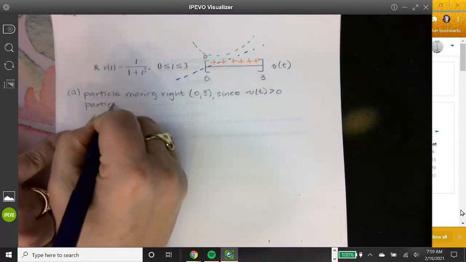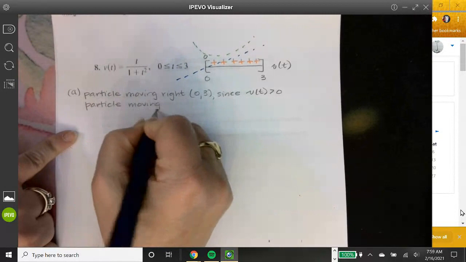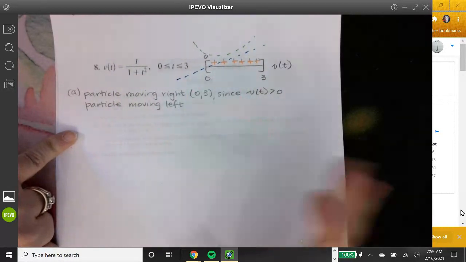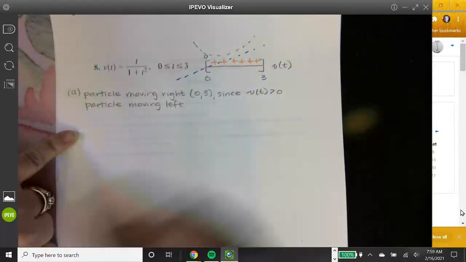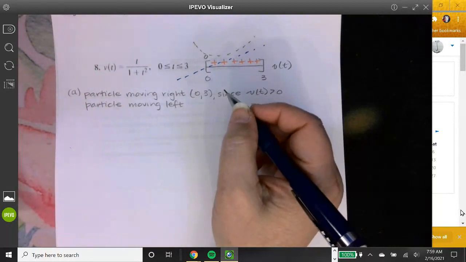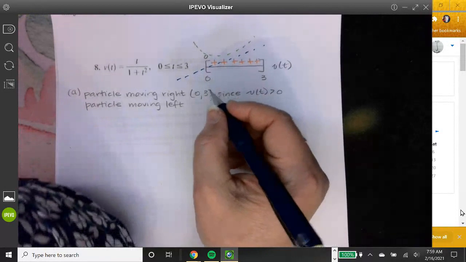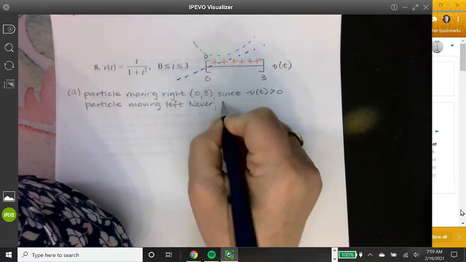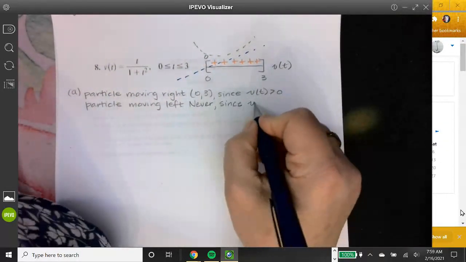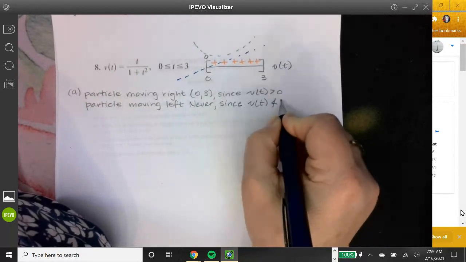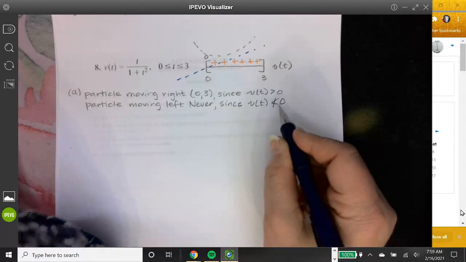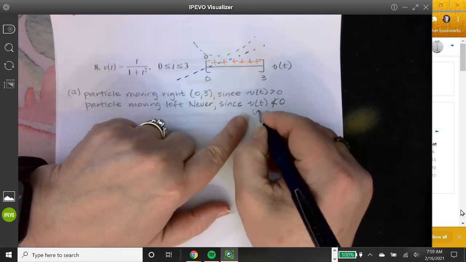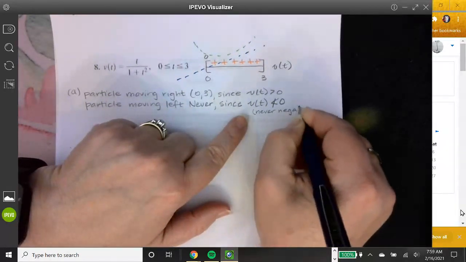Particle is moving left. Now, as I have spoken about in the past, open and closed brackets on moving left and right are fine for the AP folks. I just like to use open intervals for that. So anyway, moving left, never, since v of t is not less than 0. Now that's the sign for is not, like not equals. So we can say never negative. That also works.